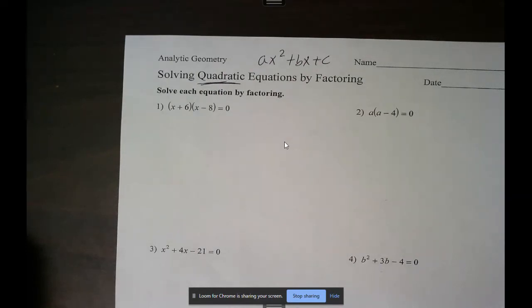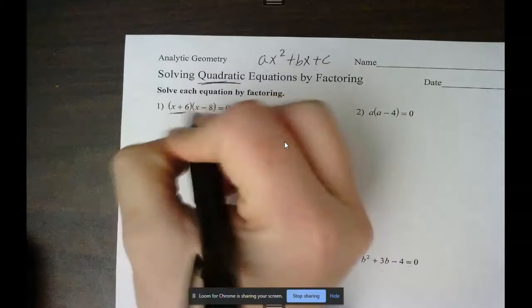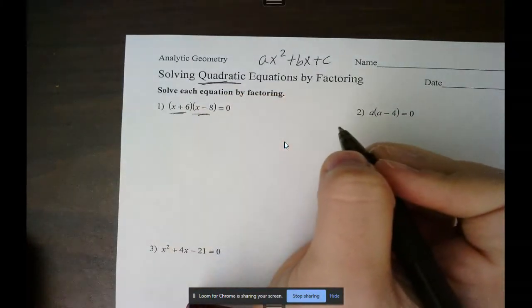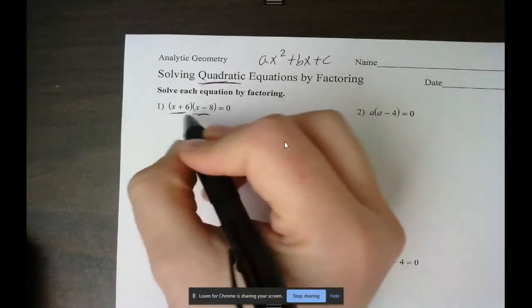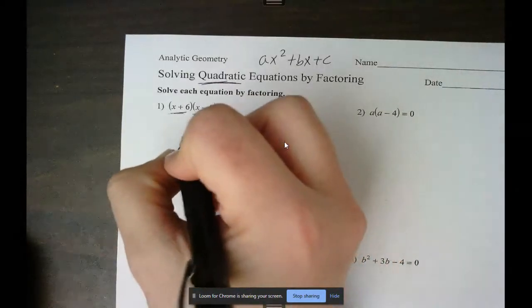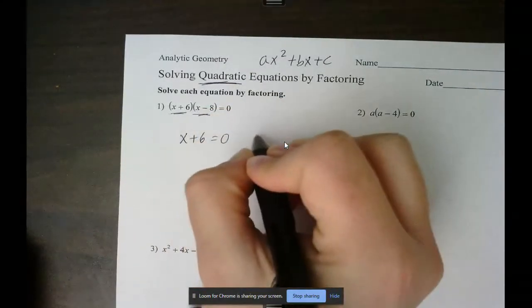Now, remind me about multiplication being equal to 0. If you multiply 2 things together and it equals 0, what does that tell you? One of those things that we multiplied had to be 0. Does that make sense? Okay, if you're multiplying 2 things together and it's going to equal 0, then one of those 2 things had to be 0.